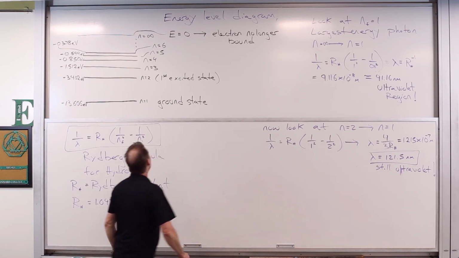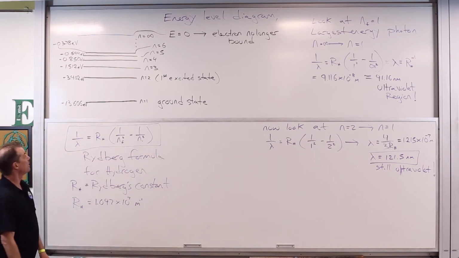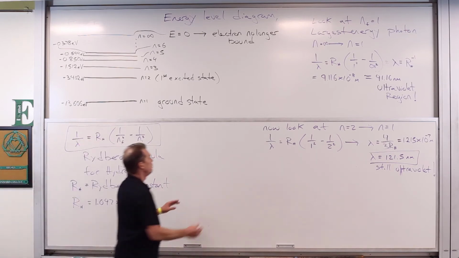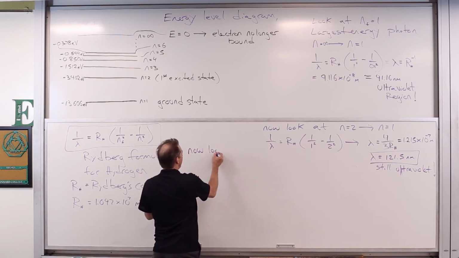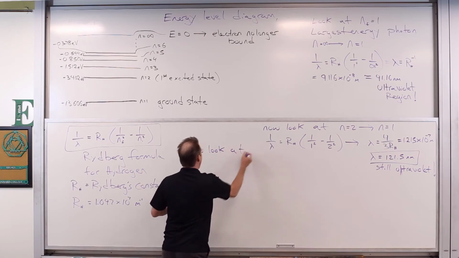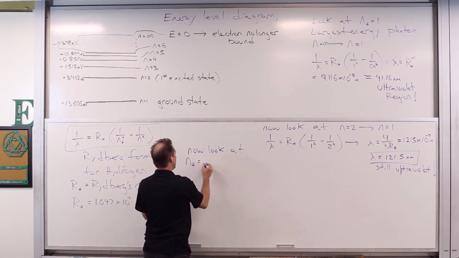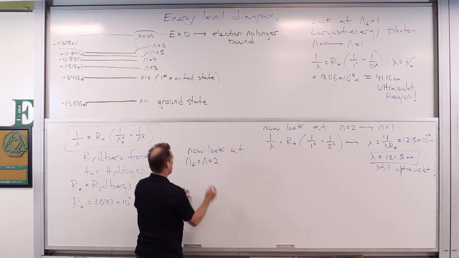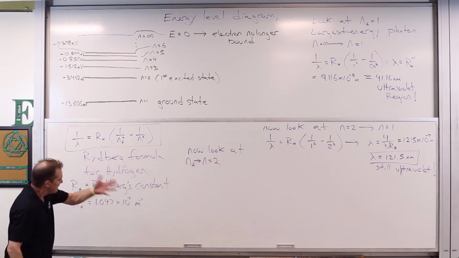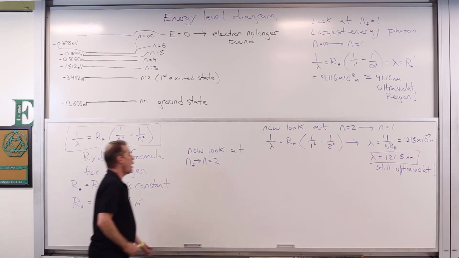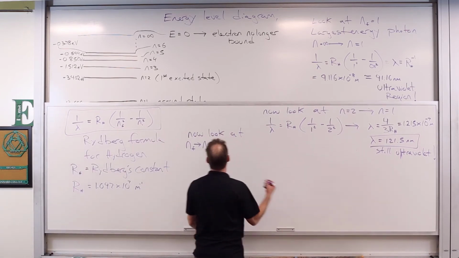So what can we do? We can go up and say, well, what about n equals 2? N equals 2 being the final. Now, look at n sub f being equal to 2. All right, so we can again look at the largest energy.